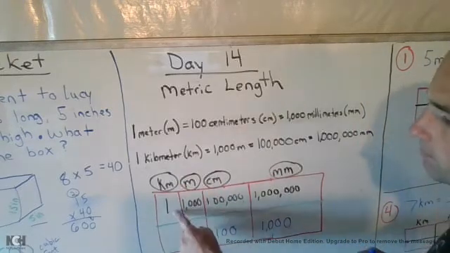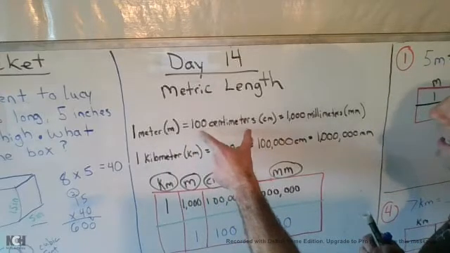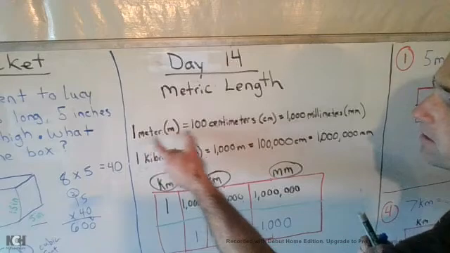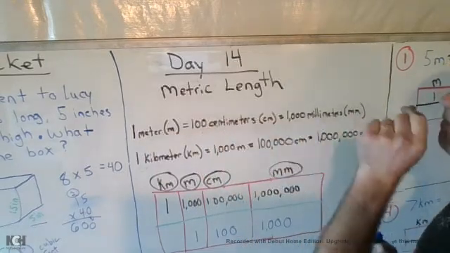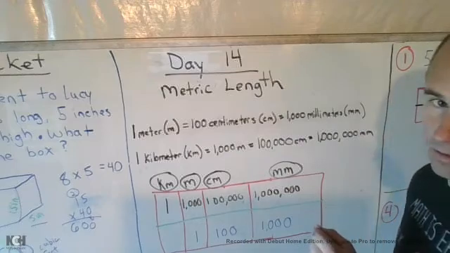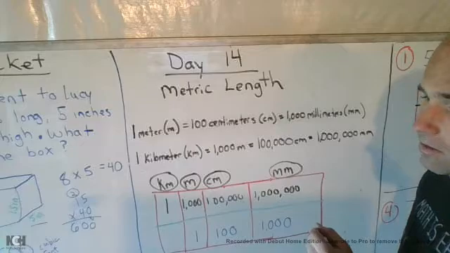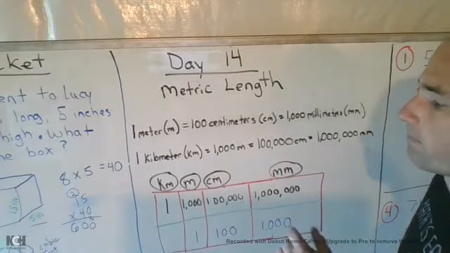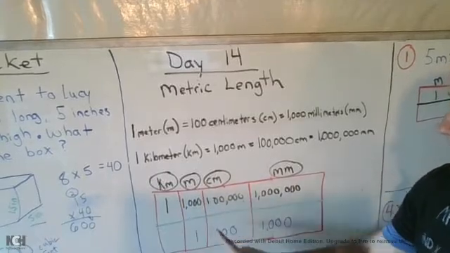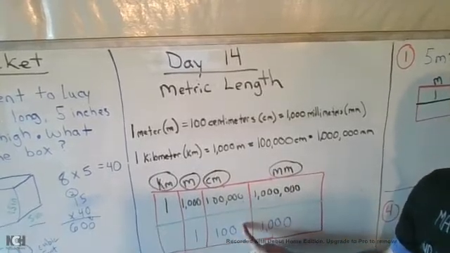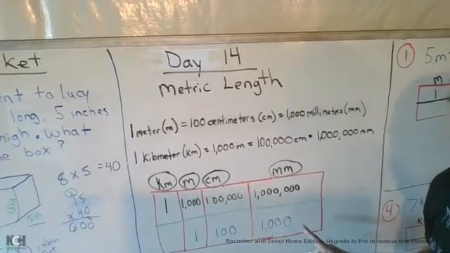So 1 meter makes 100 centimeters. And that same 1 meter and that same 100 centimeters will make 1,000 millimeters. All right, 1,000 millimeters. Now, that's what I have down on my chart here. 1 meter makes the same equivalence as 100 centimeters, which is the same equivalence as 1,000 millimeters.